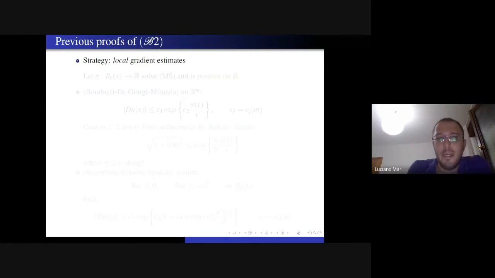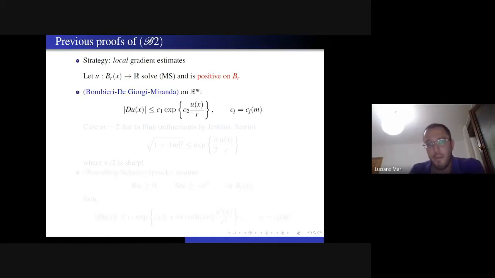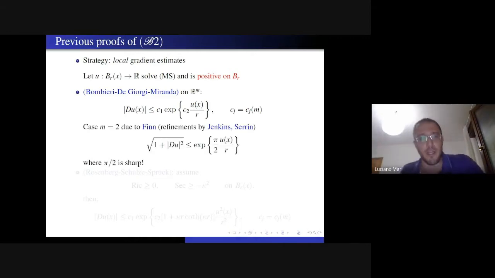They are both based on local gradient estimates. So we suppose that u is a solution on a ball of the minimal surface equation and that it's positive in B_R. Well, Bombieri, De Giorgi, and Miranda proved the first gradient estimate in higher dimension. This is in particular relevant in dimension bigger or equal than 3 because the case m equal to 2 has been proved before with different techniques. And Bombieri, De Giorgi, and Miranda found that the gradient is, up to some constant C_m only depending on the dimension, bounded in terms of the exponential of u divided by R.